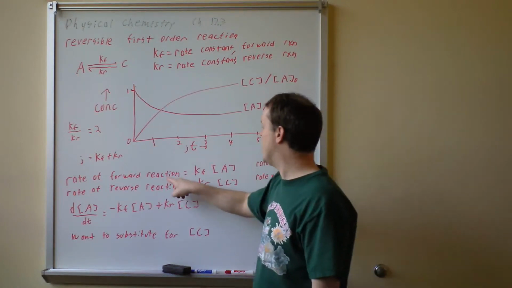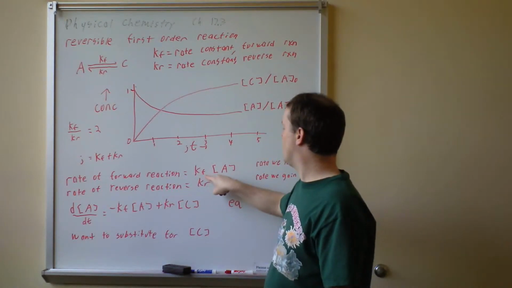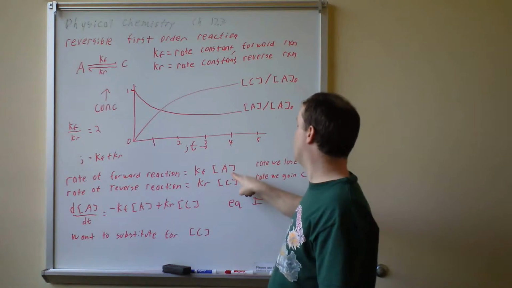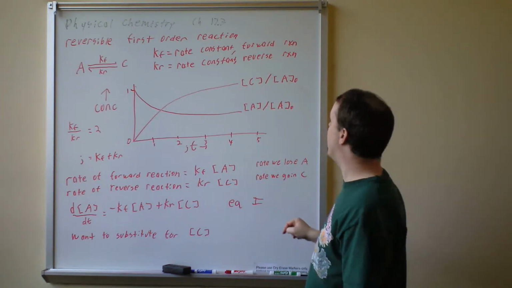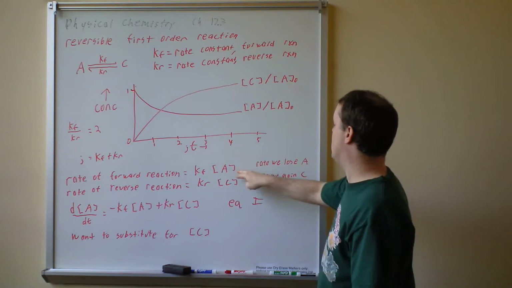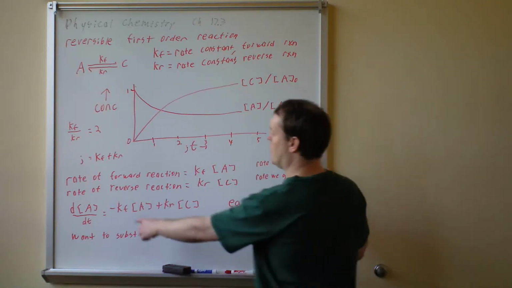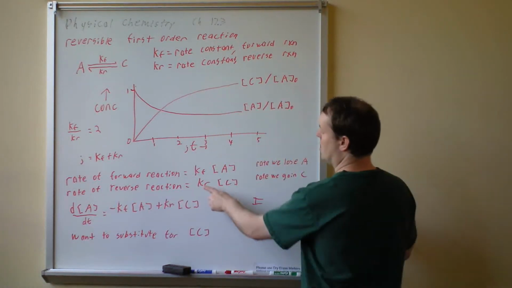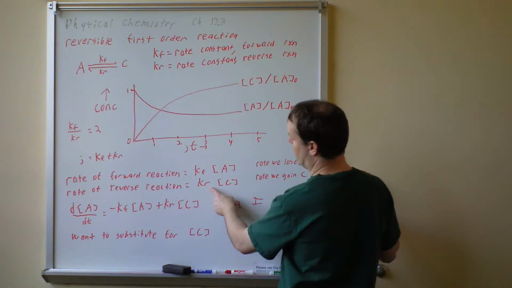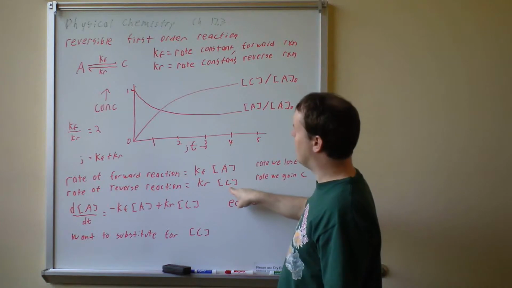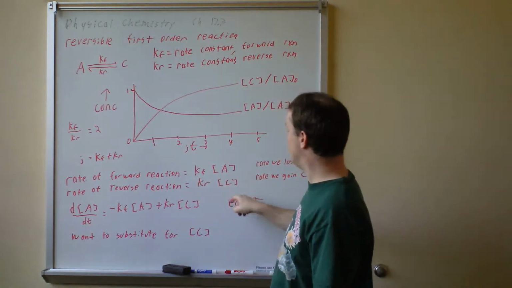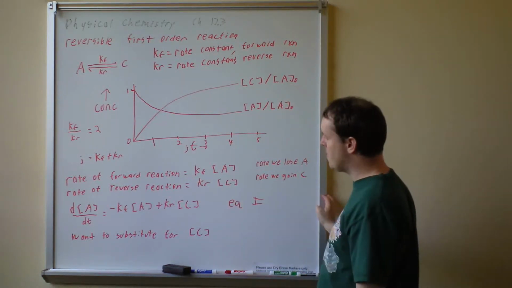So the rate of the forward reaction would be the rate constant for the forward reaction times the concentration of A, because for the forward reaction, A is your reactant. So this is the rate at which we're going to lose A. Now the rate of the reverse reaction uses the other constant, the constant for the reverse reaction, times the concentration of C, because for the reverse reaction, C is your reactant, not your product.